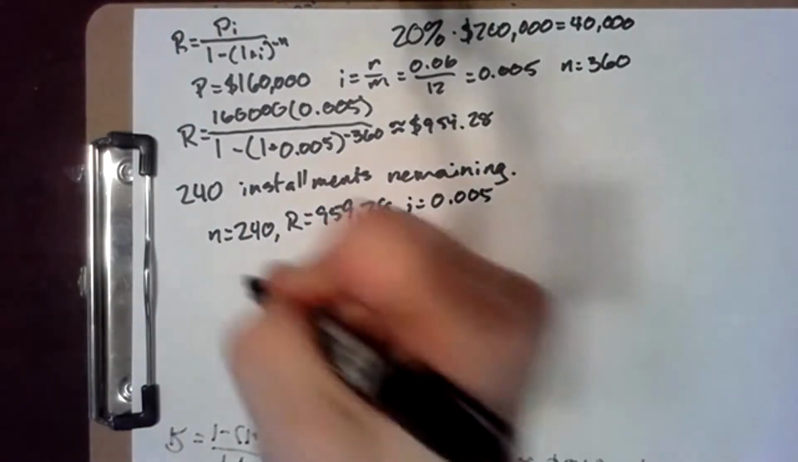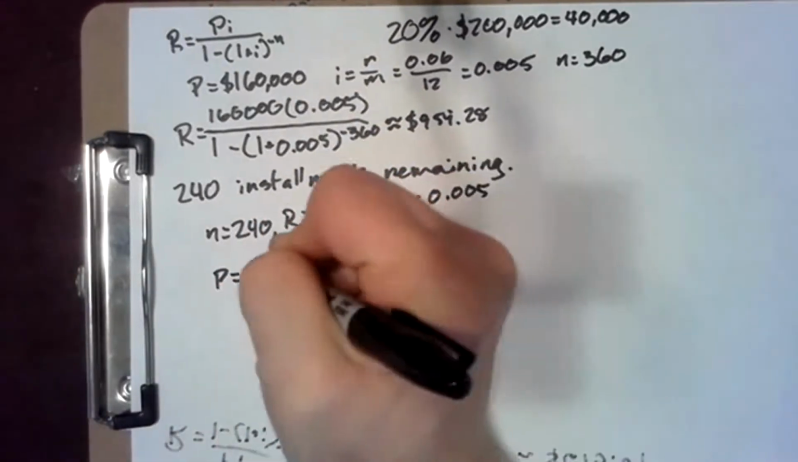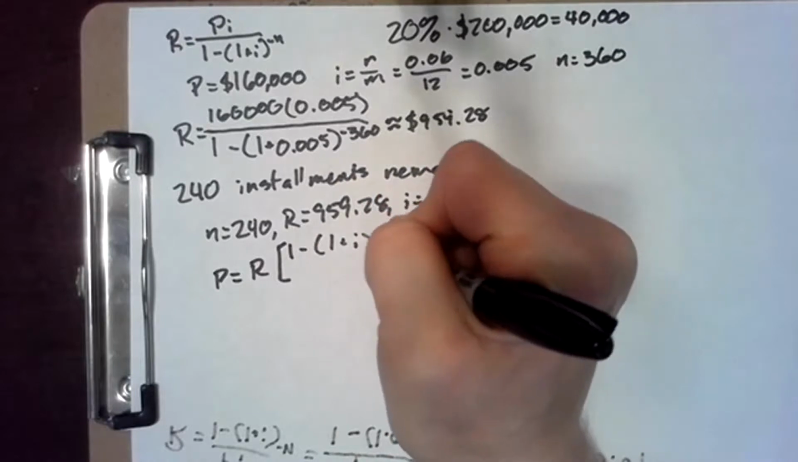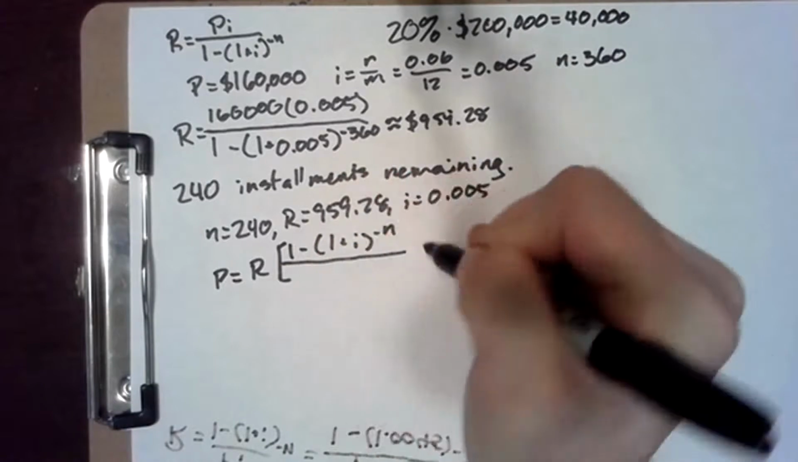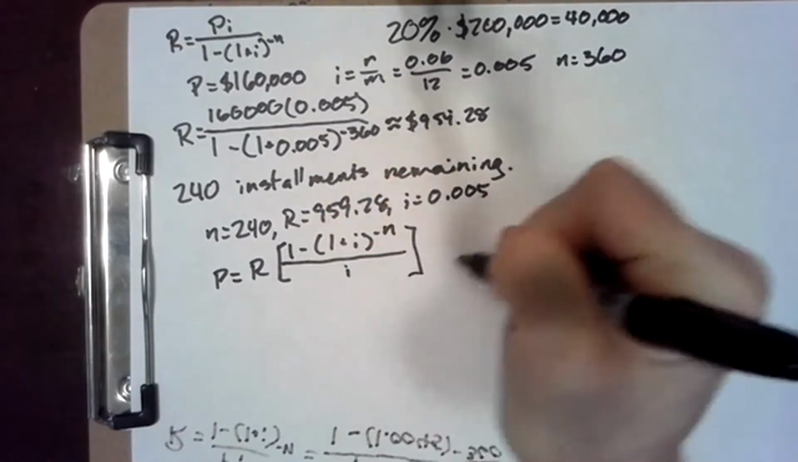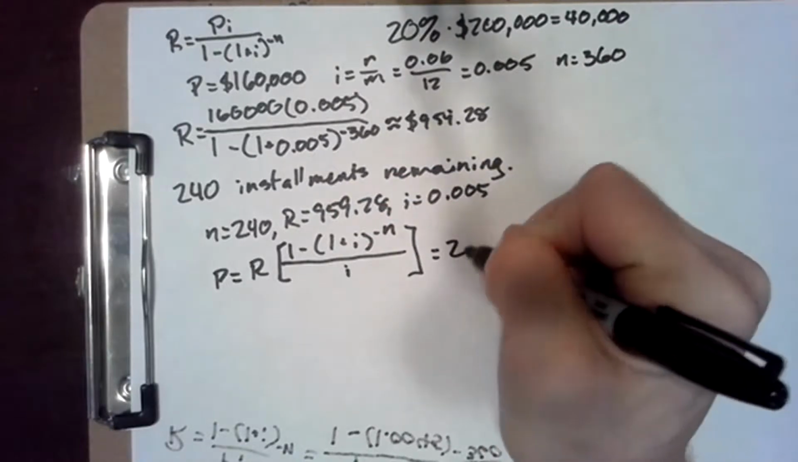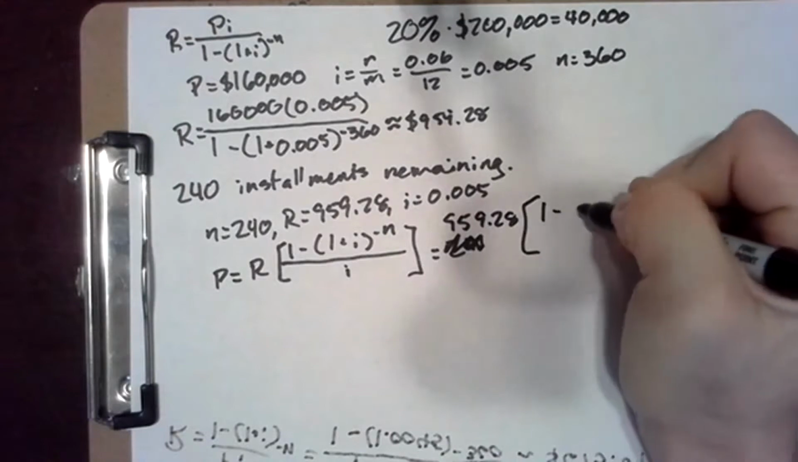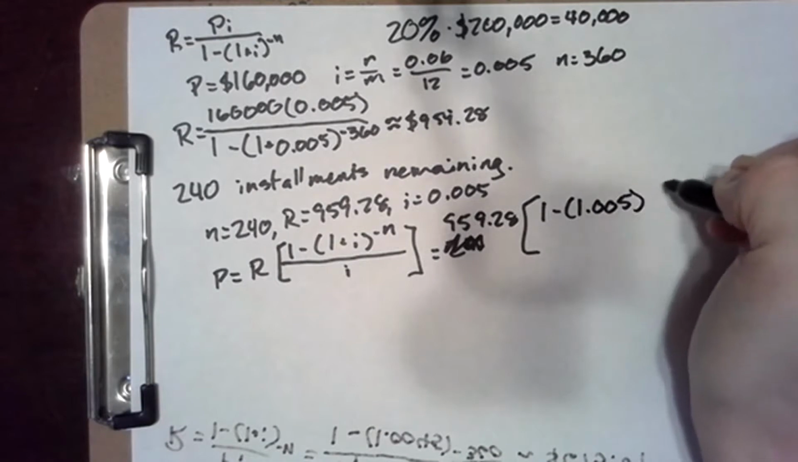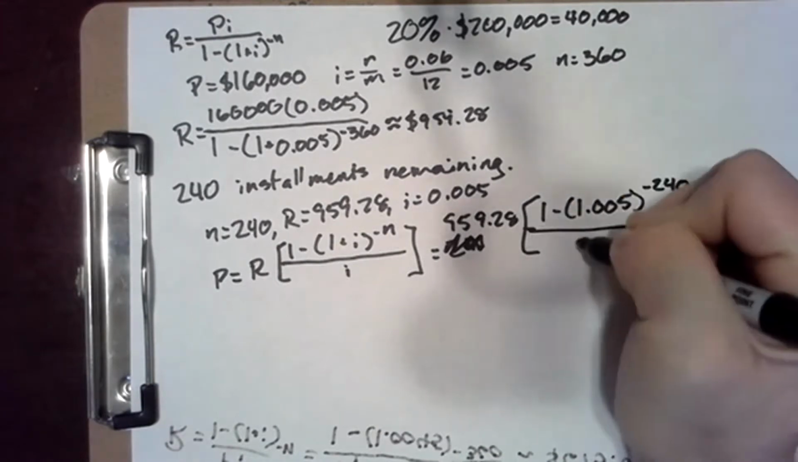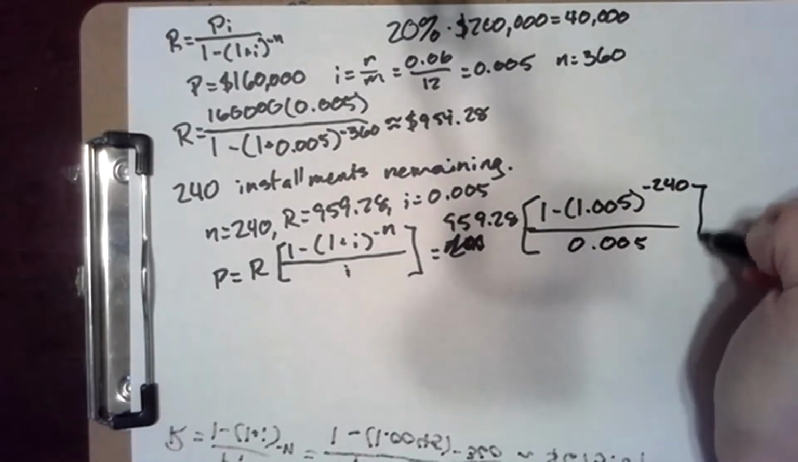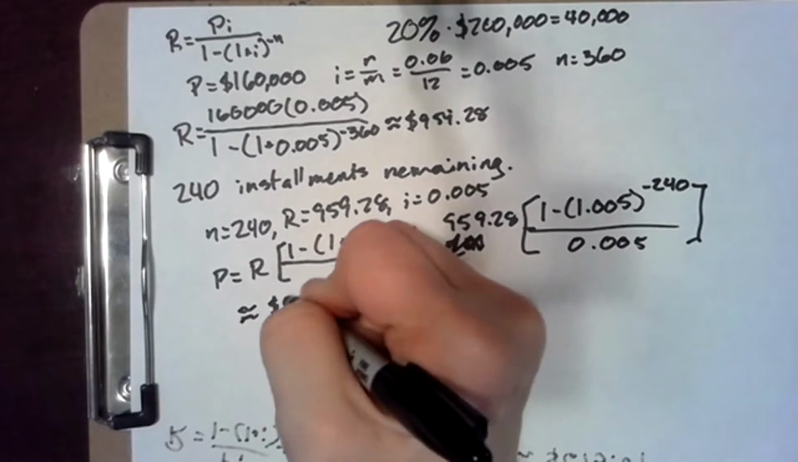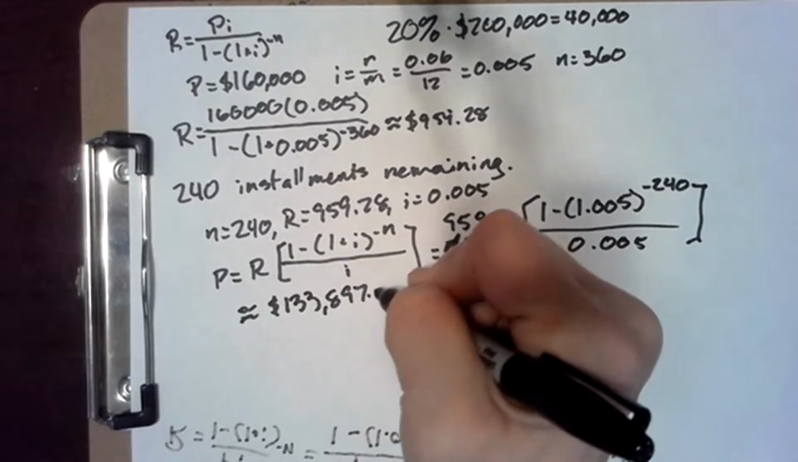Using our annuity formula, P equals R times 1 minus 1 plus I to the negative N, over I. We plug in those values: 959.28 times 1 minus 1.005 to the negative 240, over 0.005. And we get approximately $133,897.04.